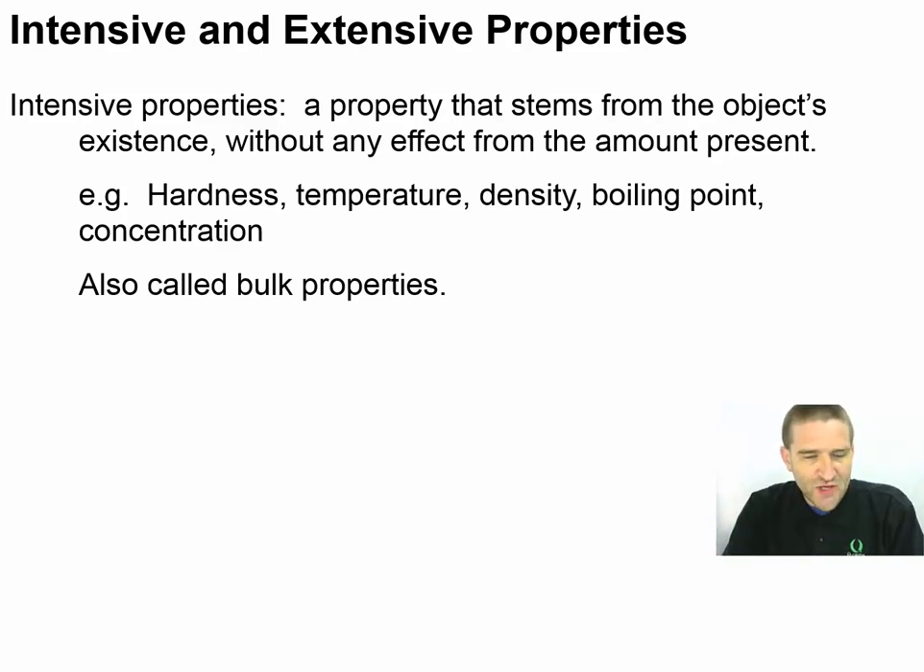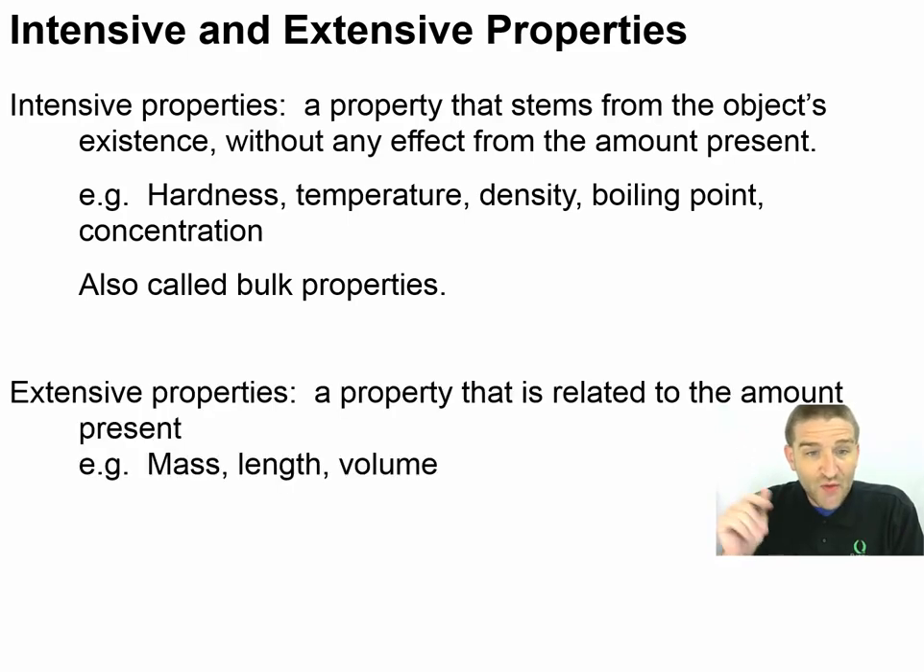Now, clearly the contrast we're making is going to be something where it does matter. Those are going to be called extensive properties. So the mass of something, the length of something, the volume, these things are going to vary depending on how much of the material is present.